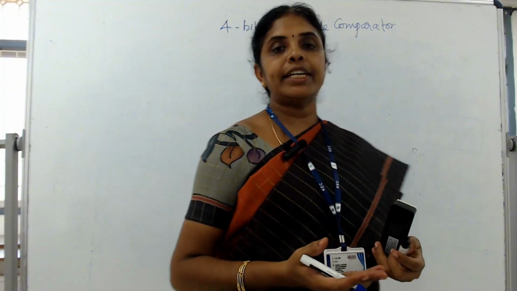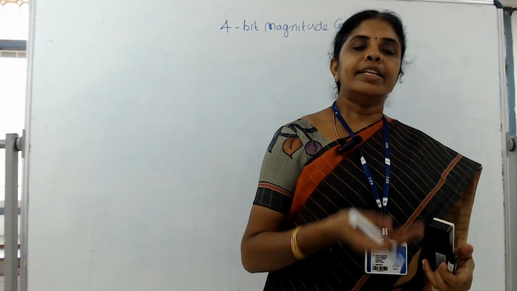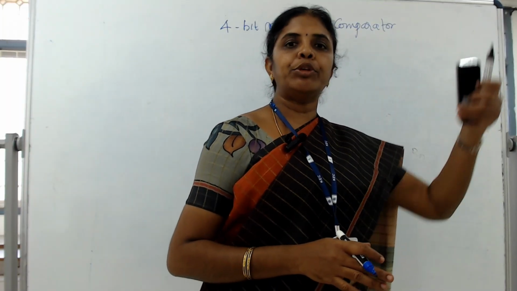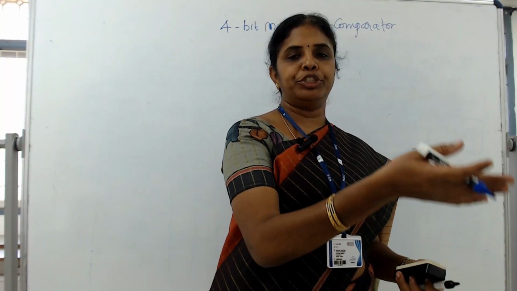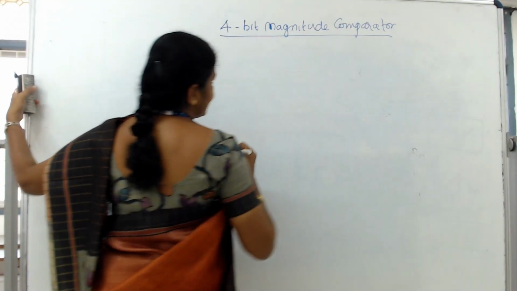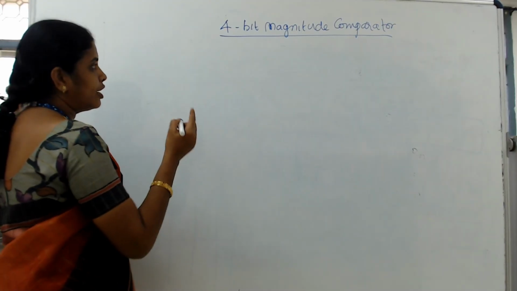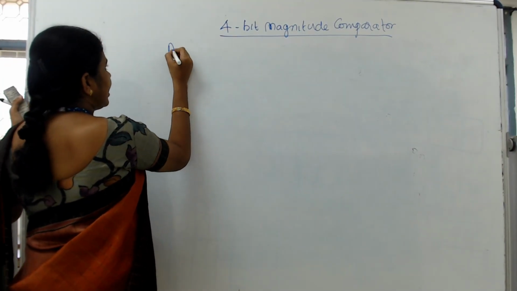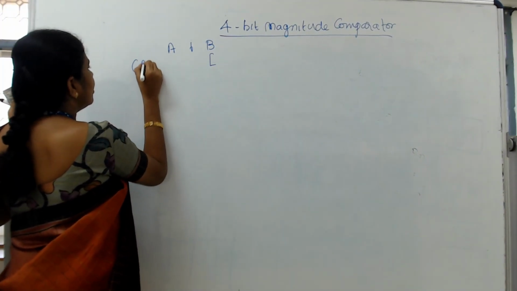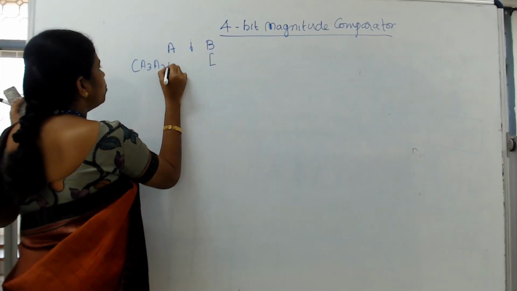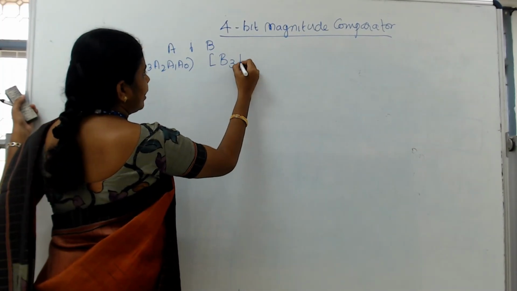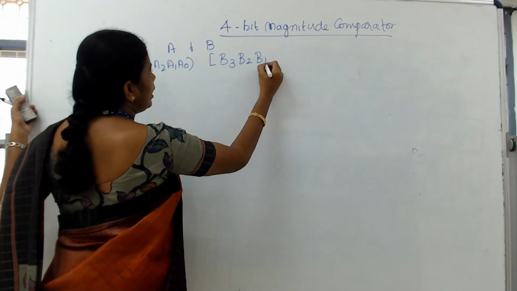So we have already seen the 2-bit magnitude comparator. In a similar manner, we are going to design a 4-bit magnitude comparator without writing the truth table, expression and logic design. So let us consider a 4-bit magnitude comparator, which consists of two inputs A and B. A is of length A3, A2, A1, A0. Similarly, B is B3, B2, B1 and B0.